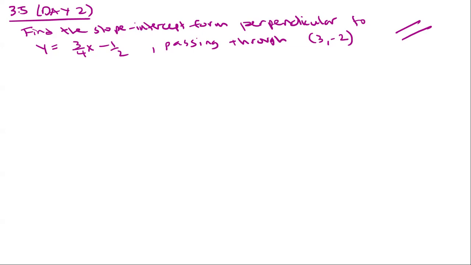Perpendicular means what? Does anybody remember what that means? What kind of angle do perpendicular lines have to make? 90, good, right? So it has to be 90 degrees. So basically we have a line this direction and the other line going this direction, and they form 90 degrees. So that's what perpendicular means, okay?